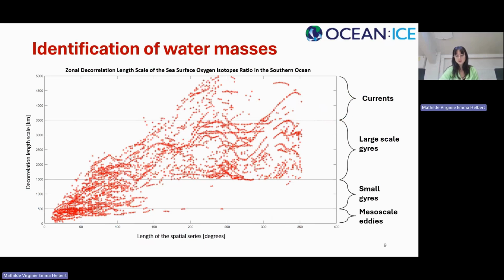So once again, the spatial frequency of the sampling highly depends on the size of the water mass feature that is intended to be observed. If we want to observe mesoscale eddies, we're going to consider a rather small spatial series, while if the point is to identify larger features such as large gyres, we're going to use rather large spatial series of thousands of kilometers wide.